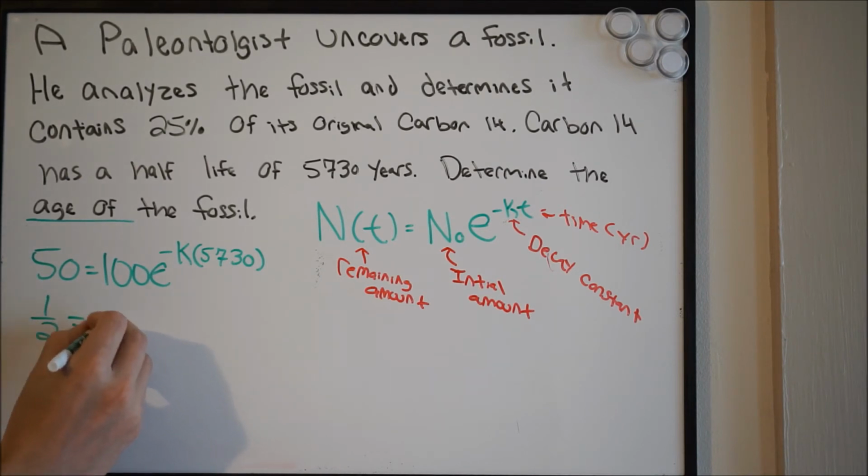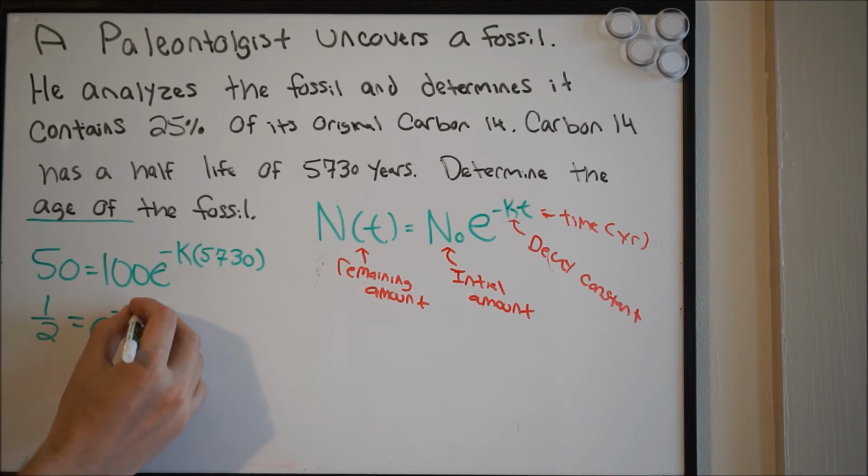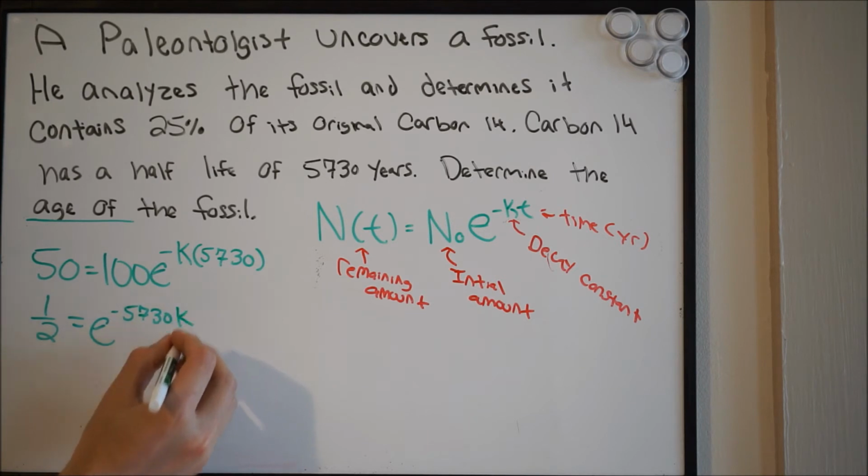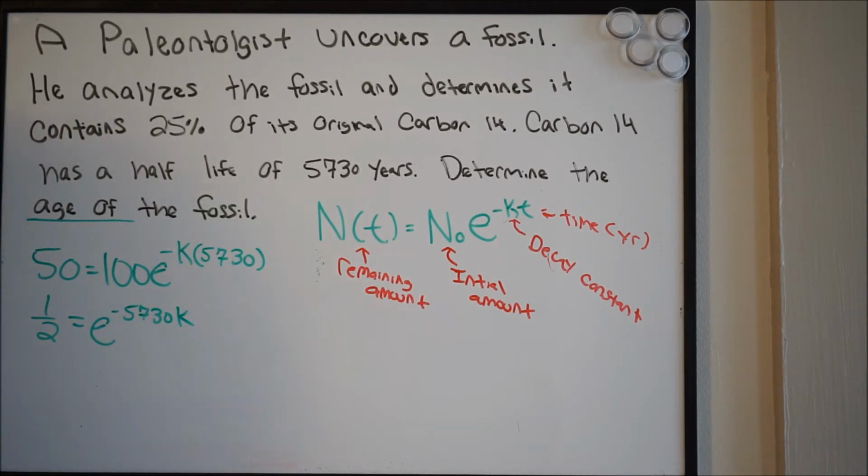And then we'll have e. And let's multiply this out here. We'll have negative 5,730k. All right? So now I want you to think back to your properties of logarithms. Remember, natural log acts just like a logarithm, okay? So it has the same properties.